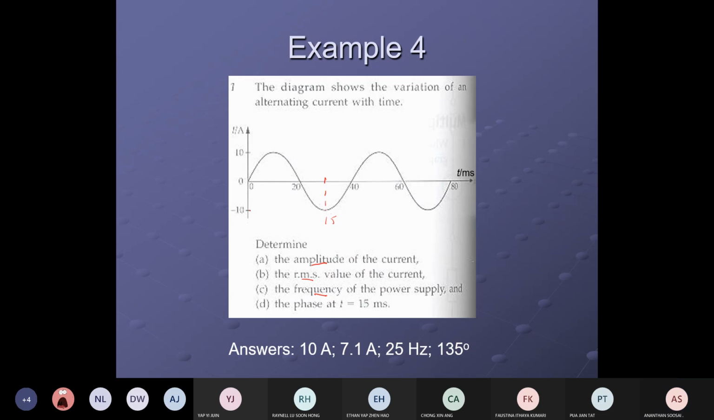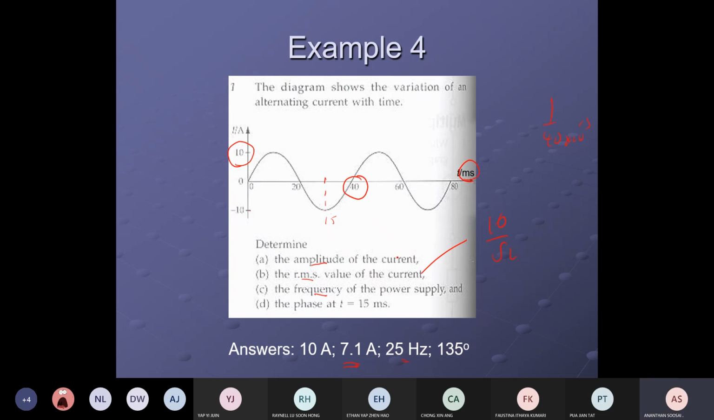Okay, amplitude. Easy, right? Amplitude is just 10 ampere. The RMS value, you get 7.1, right? So the peak over root 2. And the period is 40 milliseconds. So make sure you check what unit is at the x-axis, 40 milliseconds. So of course, 1 over 40, times 10 to the power negative 3, you get 25 hertz.